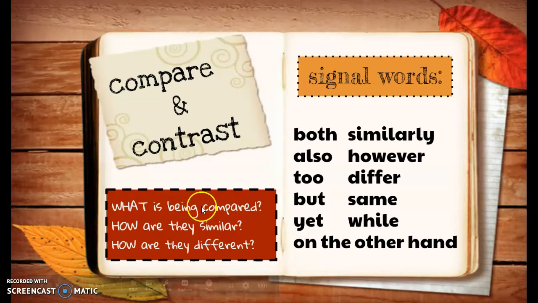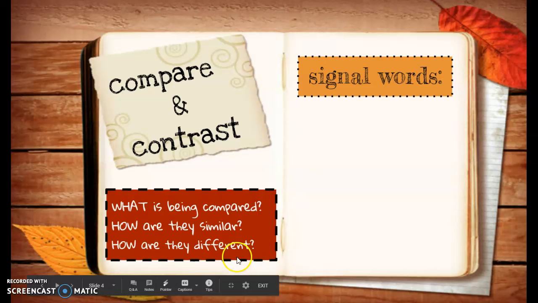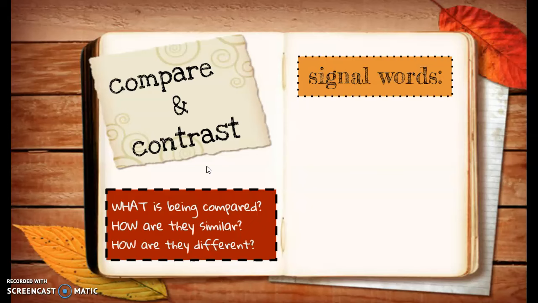for what is being compared. How are they similar? How are they different? Compare is how are they similar? Contrast is how they're different. And so you really can't compare. You can't really say something is similar without also talking about the differences.